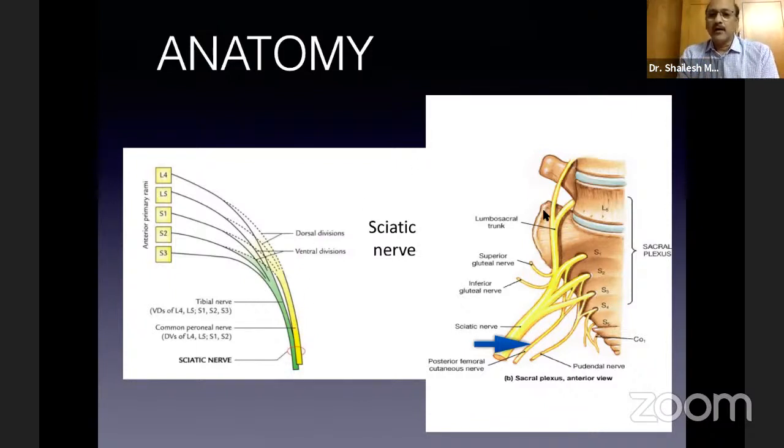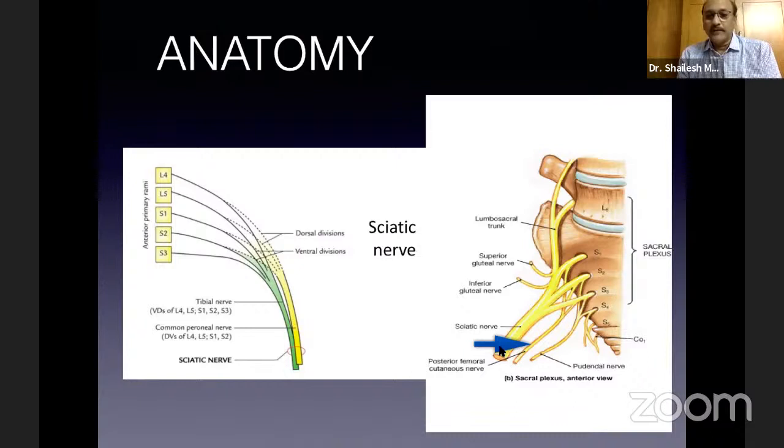Now, if you can see this on the right side, the lumbosacral trunk, L4, L5, S1, S2, and S3. Why I'm showing you this specifically is because of the superior gluteal nerve. This is a nerve which is not a branch of the sciatic, but it provides innervation to the hip joint. So if you give a higher block, then hip surgeries can be done. But if you give a lower block, then usually these areas are spared. So you have to give a sacral plexus block, not a lower gluteal or subgluteal area block.